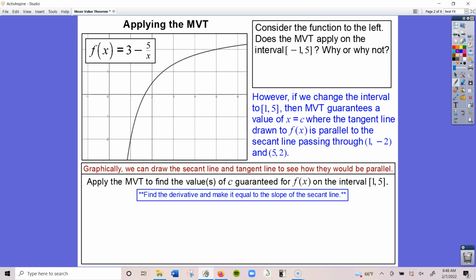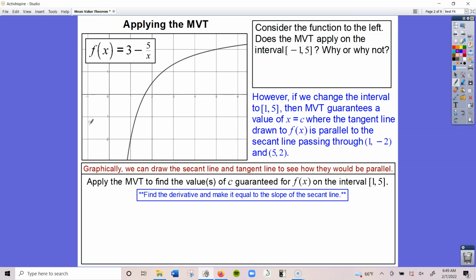So now let's look at how we would apply MVT. Before we even apply it, we're going to check if it is applicable. So here we have this function, f of x is equal to 3 minus 5 over x, and we want to check if it would be applicable on the interval -1 to 5.